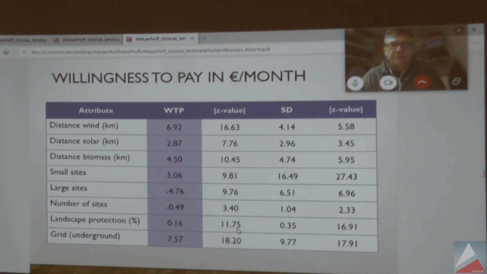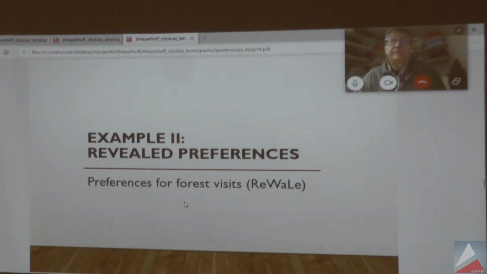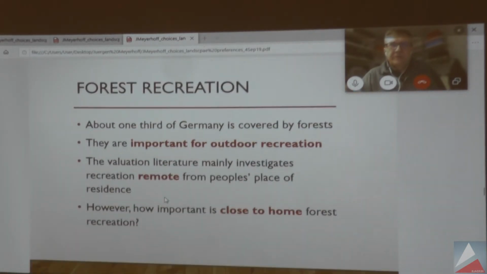So then I would like to move to the second example, which is about revealed preference, which in this case means preferences for forest visits. And forest recreation, I guess that's probably the same in your country, in Germany is covered one-third by forests. So people like to go there. We have quite a couple of studies showing how important it is, but so far there was no study showing how important forest recreation is close to people's place of residence, close to people's home.